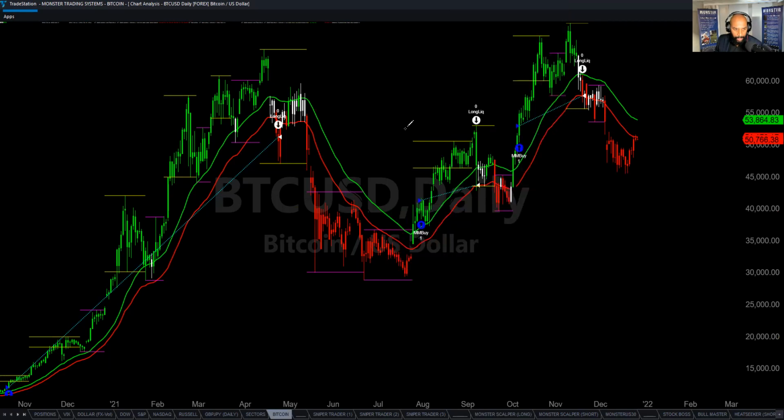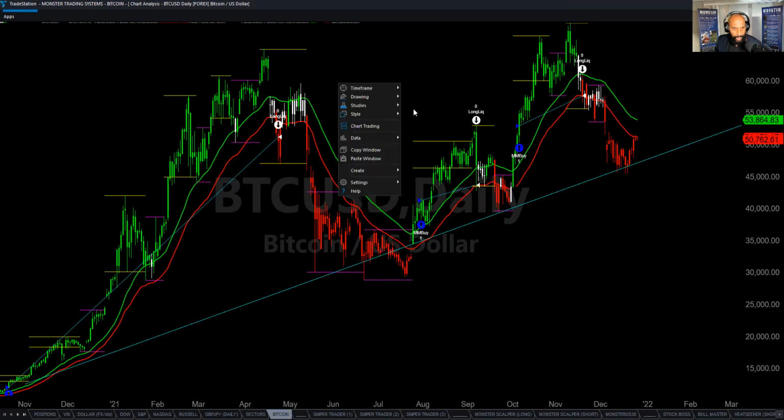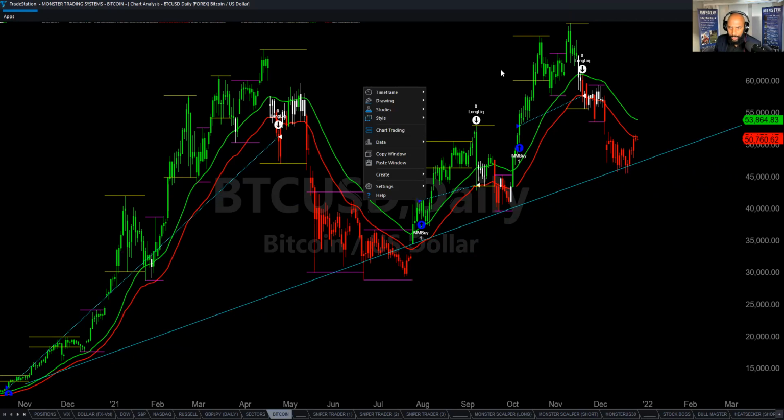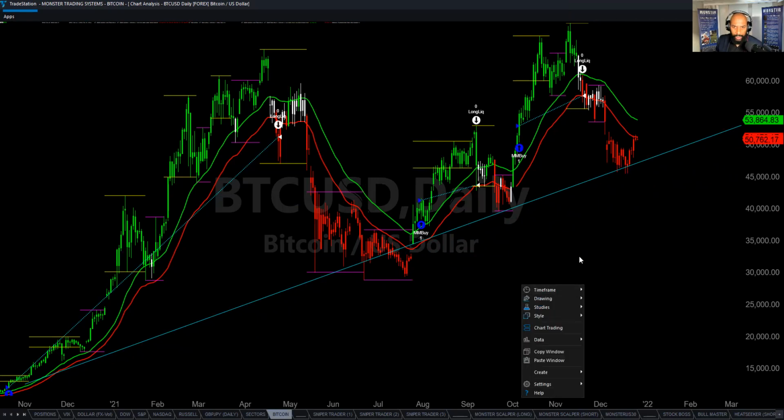Do you use Coinbase or what do you use? You can use anything to trade it. I use Coinbase, yeah, but you can use Robinhood too. A lot of our traders use Robinhood.